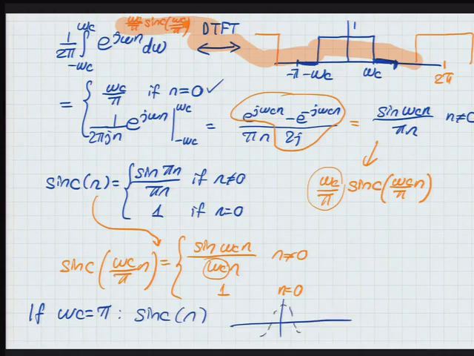Sinc is this function, right? And the way it's defined, it crosses 0 every time at an integer other than 0, right? But sinc of n is at an integer already. So we're talking about a discrete time signal. So the values of that at n equal to 1, 2, 3, 4, they're all 0, right? So yeah, you can call it sinc of n.